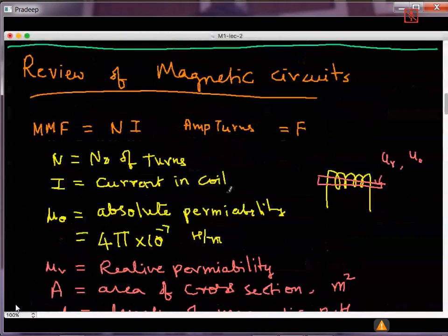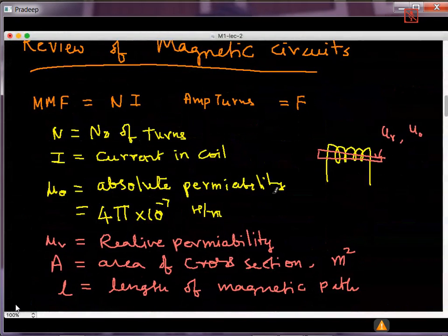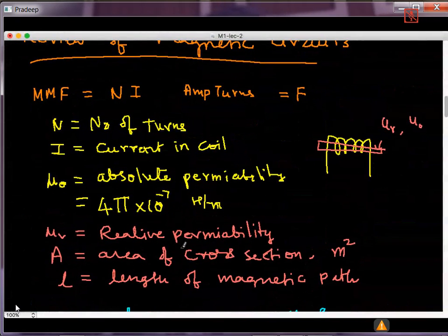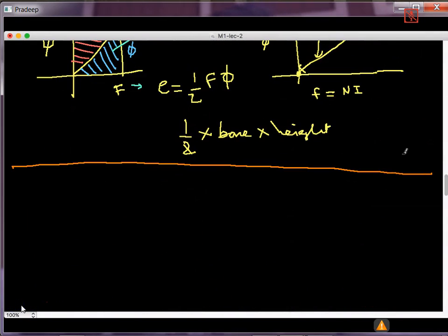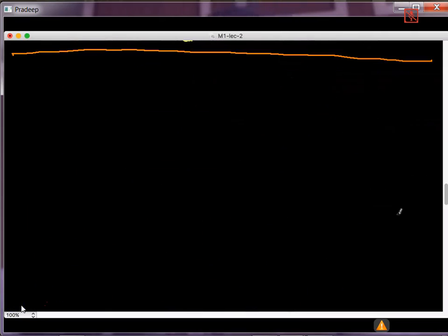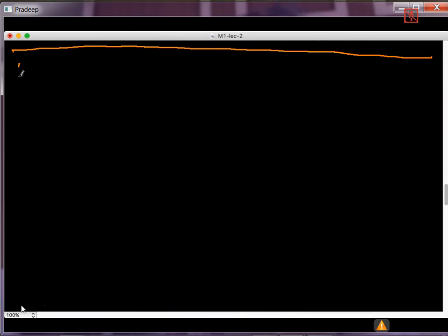So briefly, I had given a review of magnetic circuits. I have written down some of the main points here, the main formulas that are used in magnetics. So let's call this example 6, because in the previous classes we solved about 5 examples. So let's call this example problem 6. The question is something like this.